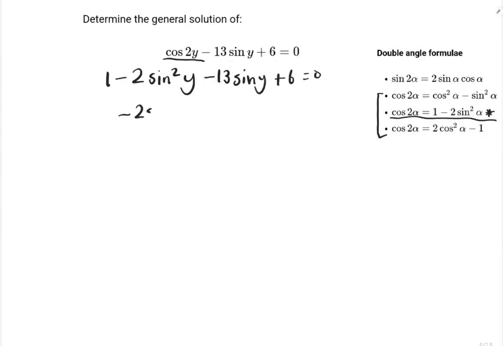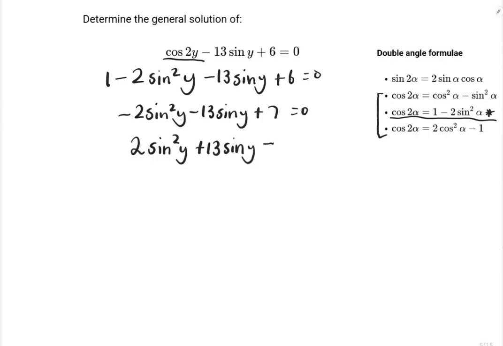Further brush it down, it's going to be negative 2 sine squared y minus 13 sine y, 1 plus 6 is equal to 7. Cool. Let us go ahead and factor out this negative. So it's going to be 2 sine squared y plus 13 sine y minus 7 is equal to 0. If you divide the negative on the right, anything divided by 0 is just going to be 0.